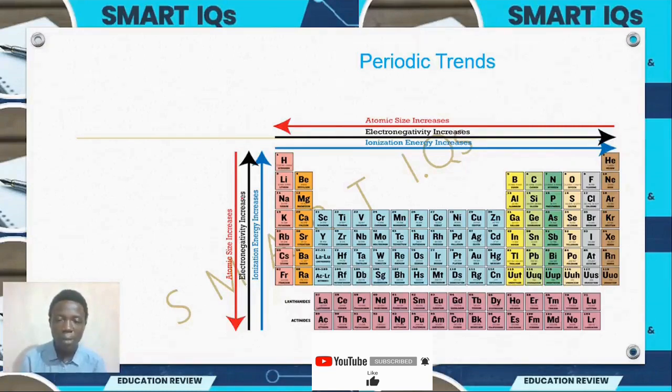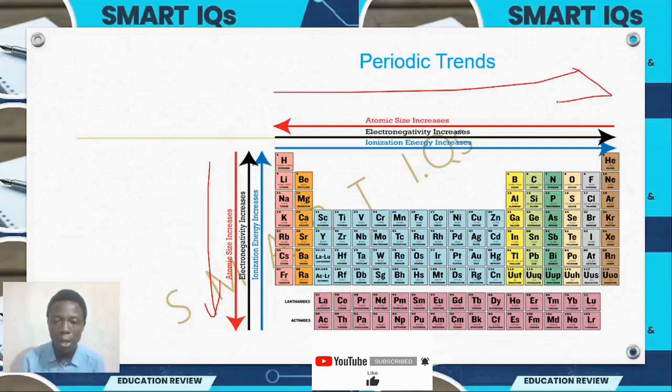Now, the atomic size of an element in the periodic table will increase down the group, and then decrease across the period. Are we together? So that means as I move down the group in the periodic table, atomic size increases. And as I move from left to right in the periodic table, the atomic size decreases. Are we together? Good. Then let's talk about electropositivity.